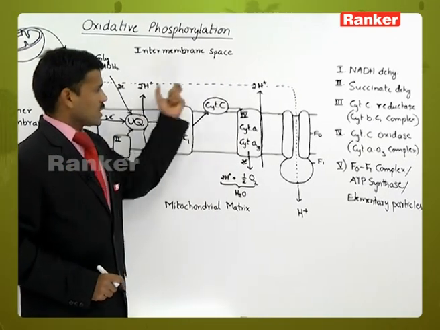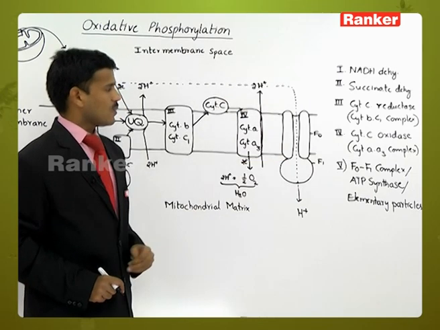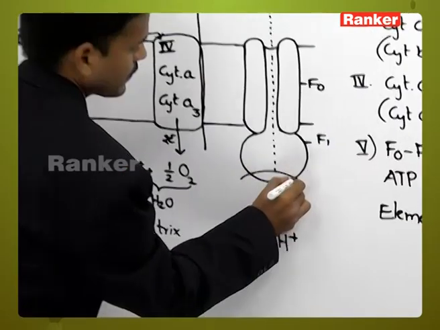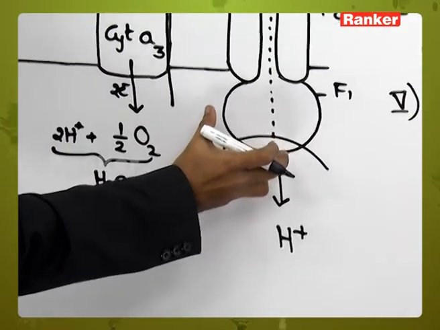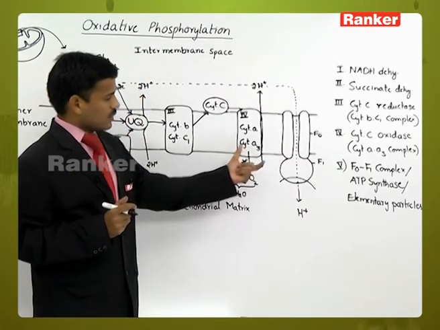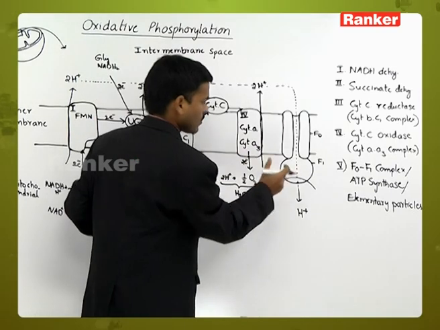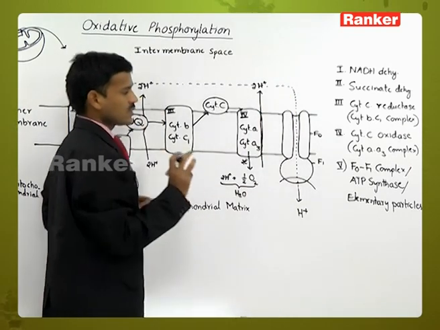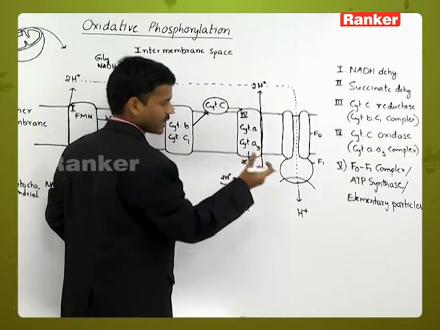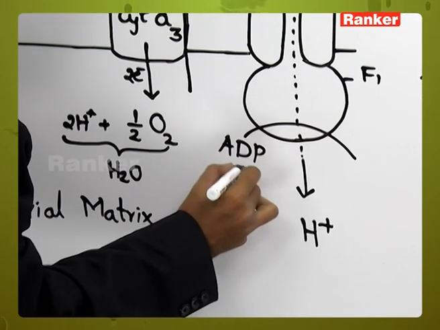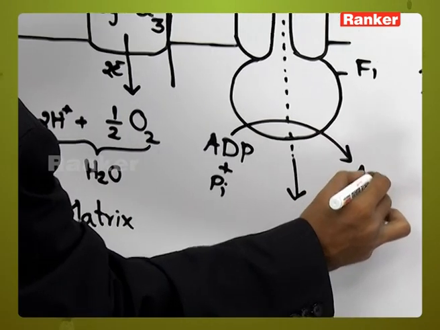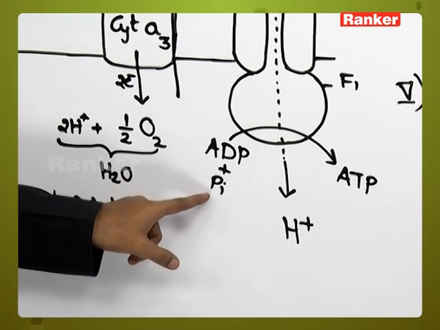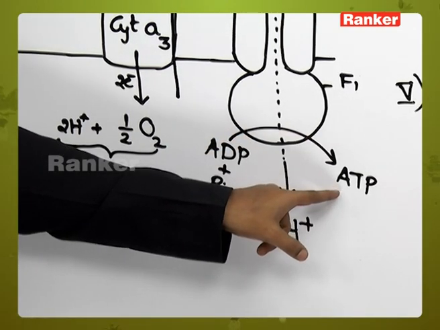For every two protons translocating through the F0 F1 complex, one ATP is produced. For two protons, one ATP. The F1 part, the head-like structure, is the site for ATP production. When the protons move from the intermembrane space to the mitochondrial matrix, the F1 part rotates and some energy is released. That energy combines ADP, adenosine diphosphate, with inorganic phosphate, and ATP, adenosine triphosphate, is synthesized.